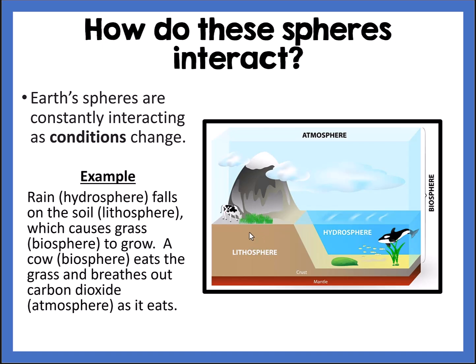And then a cow, obviously in the biosphere as well as the grass, eats the grass and breathes out carbon dioxide, which adds to the atmosphere as it eats. So matter is constantly being cycled through all of these different spheres as conditions change and things happen, different processes occur in the environment.